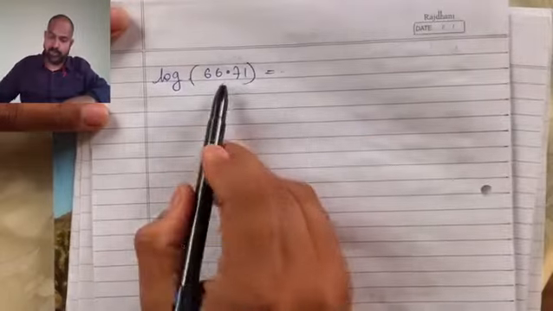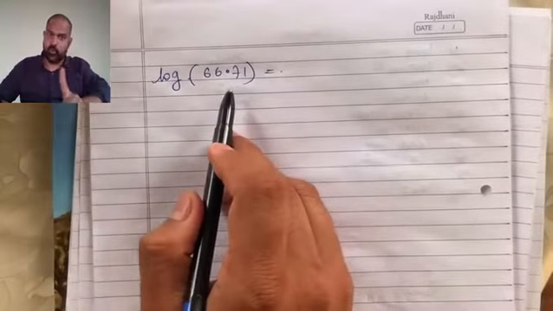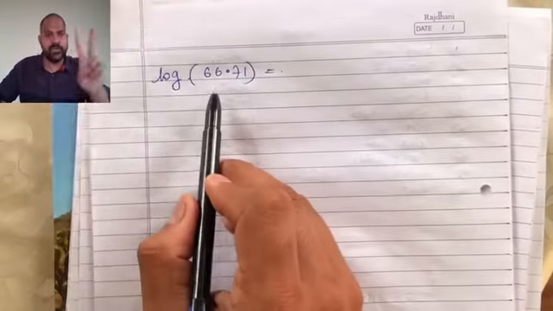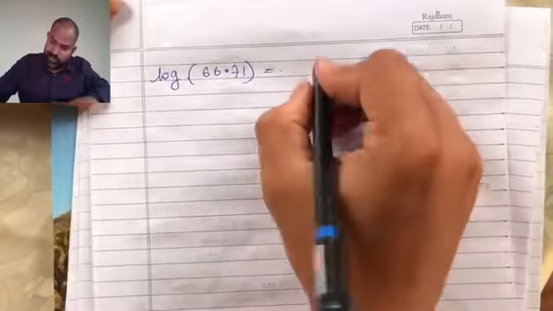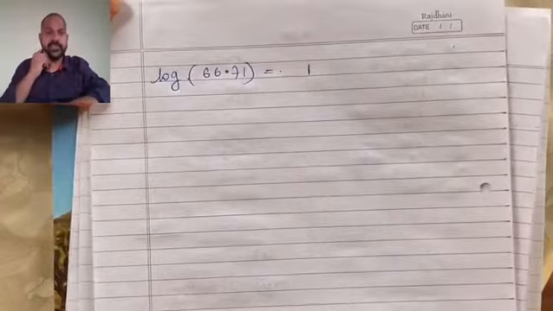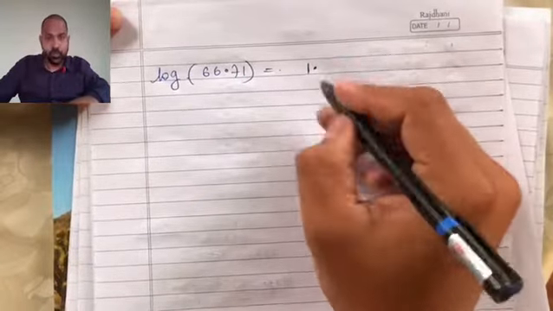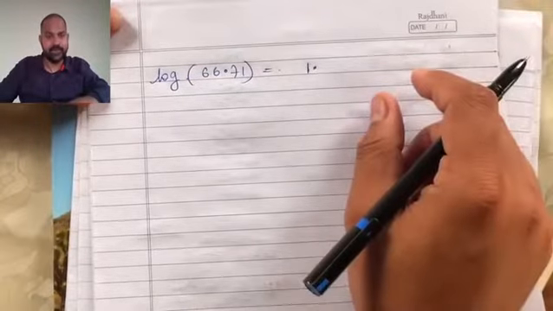So log of a number has two parts. One part is characteristic. How do you find the characteristic? Number of places before the decimal. How many places before the decimal? 2. Minus 1 is 1. So this is your characteristic. And then what do you do? You write the mantissa. So you put a decimal and write the mantissa after that.